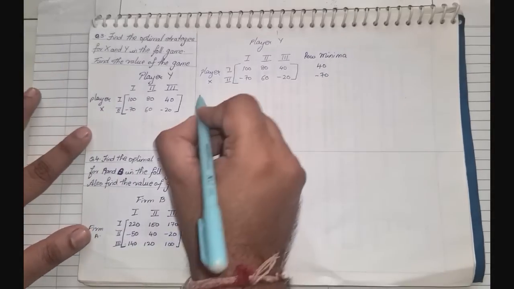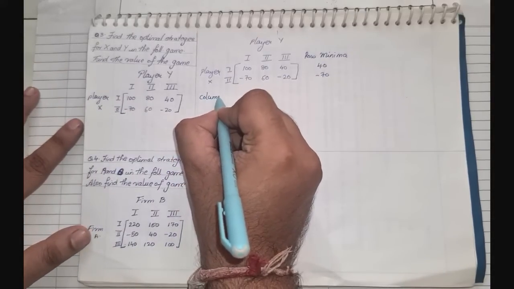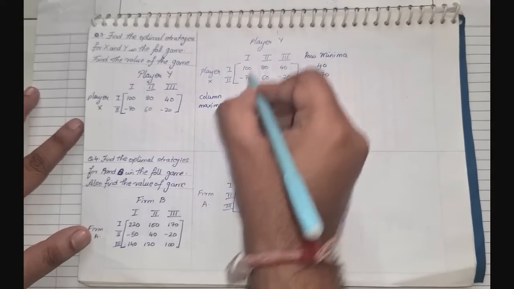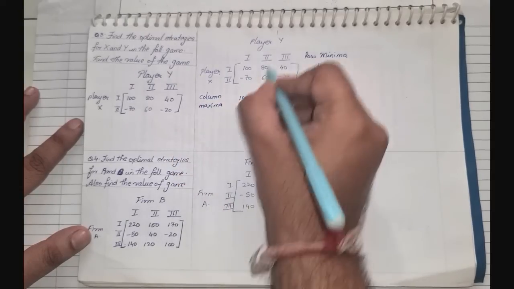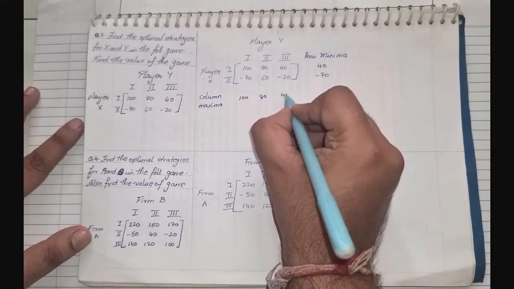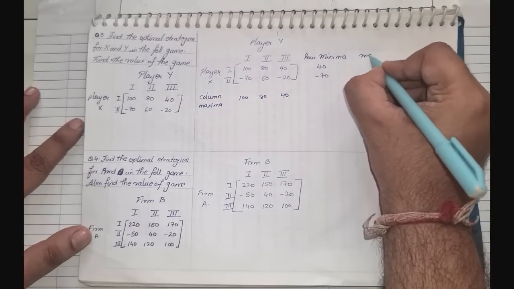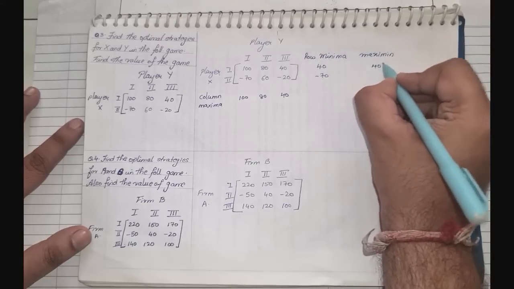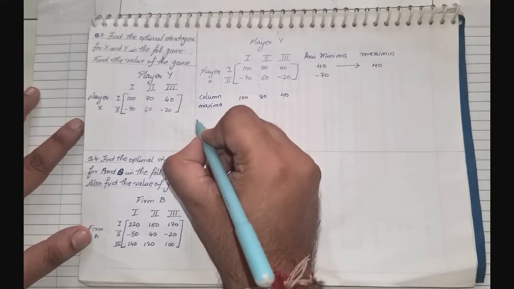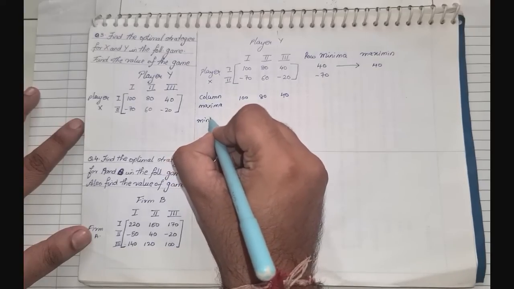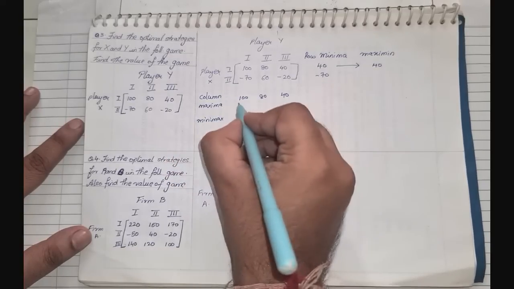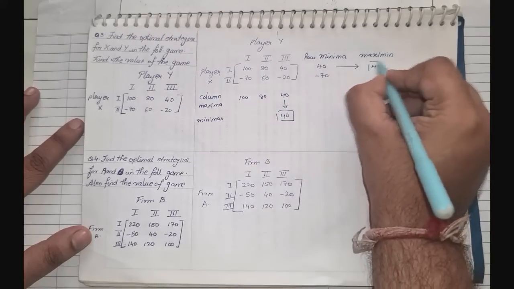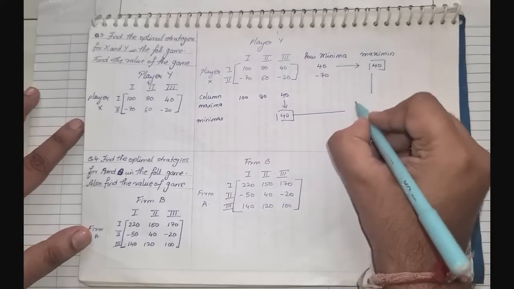Once I get that, next is column maxima. In the first, the maximum value is 100. In the second, it is 80. Third, it is 40. Next, we need to find the maximin. From the minimum, the maximum value was 40. From the maximum, we'll have to find the minimax. The minimum value from the maximum is also 40. Both the values match. This is nothing but our saddle point.